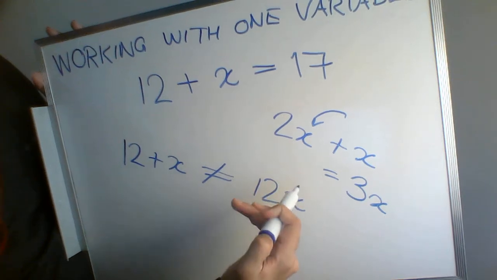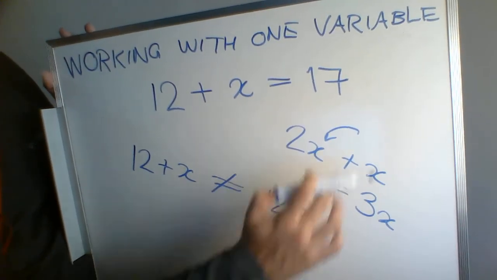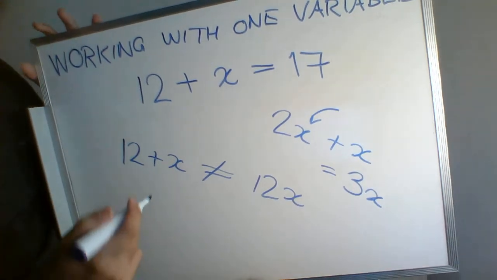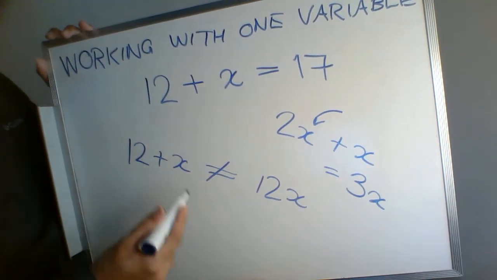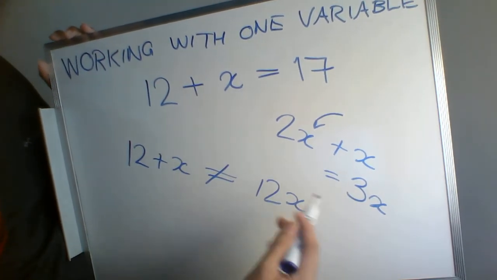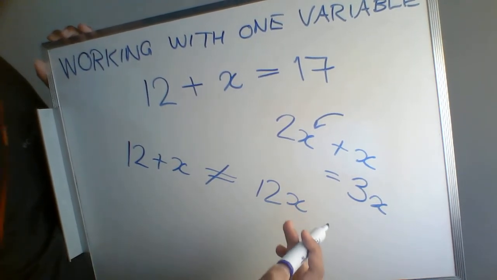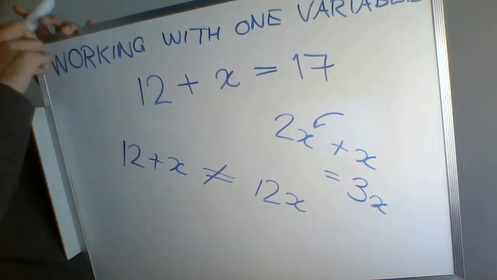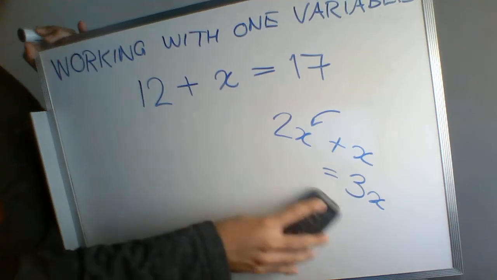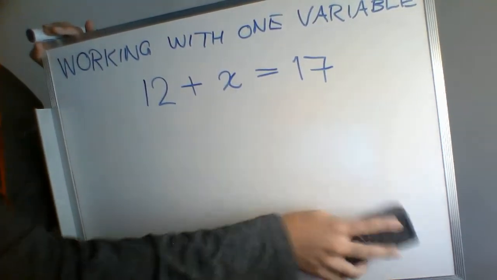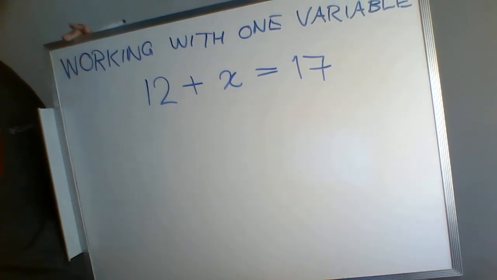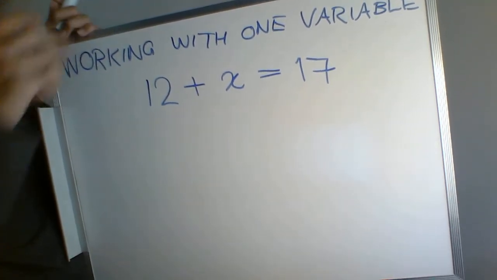Think of it as an object that you can add to it. A lot of people, when they first get introduced to this concept, will think 12 plus x is equal to 12x, or that 2x plus x is equal to 2x squared or something. They end up mixing up their addition and their multiplication. So try not to make those mistakes. You can't add and subtract numbers and letters unless you get more information. And same with multiplication and division.